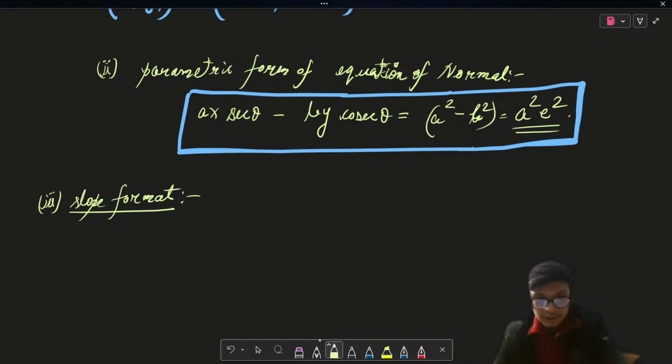In this case, if you recall the tangency condition, whatever the tangency condition was, it was given as a square m square plus b square is equal to c square, right?